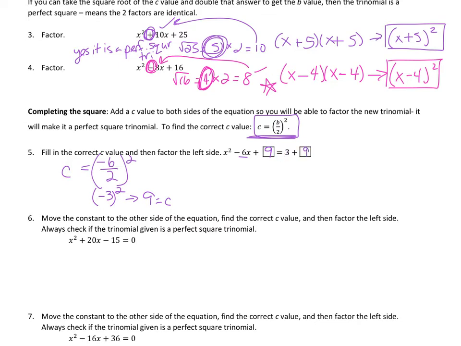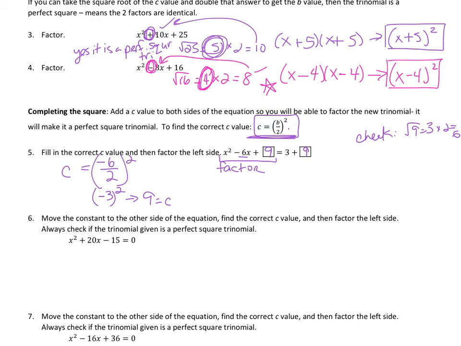So you're always going to see the same number being put on both sides, but the left side is really the one that we are looking at, and that's how we determine what that number is going to be. We just have to put the exact same thing on the other side. Now, once we fill in the c value, we can factor this left-hand side just like we did up here in 3 and 4. If we check like we did in 3 and 4, the square root of 9 is 3, and if we multiply that by 2, we get the 6. Notice that that does make this a perfect square trinomial, so we can factor it just like we did in 3 and 4.